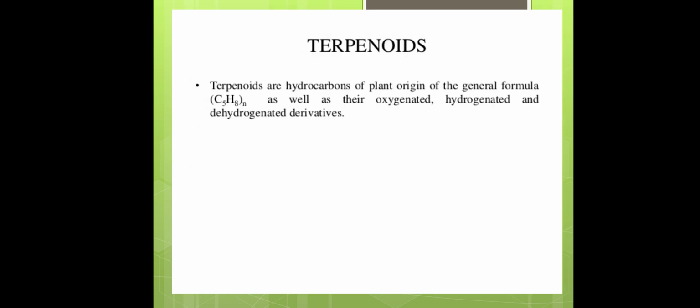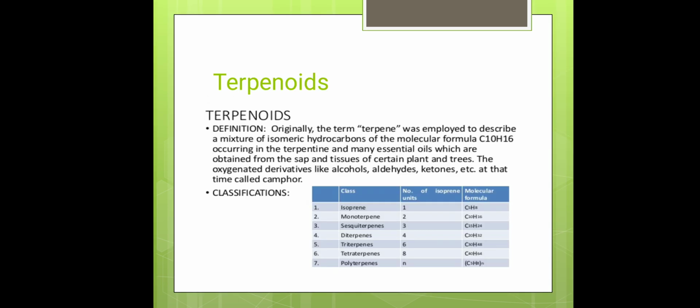Terpenoids are the hydrocarbons of plant origin of general formula C5H8N, as well as their oxygenated, hydrogenated and dehydrogenated derivatives. Terpenoids are hydrocarbons, and the origin of terpenoids is plant origin.